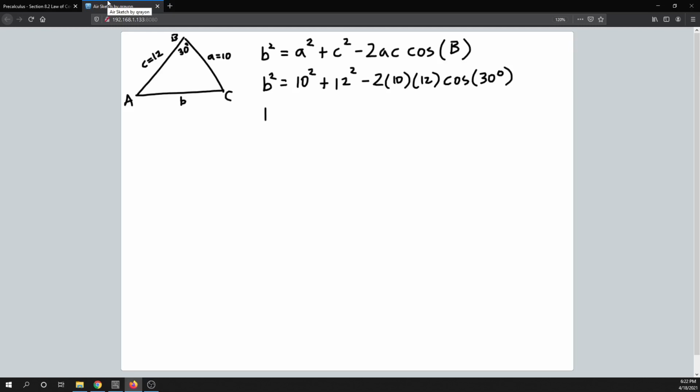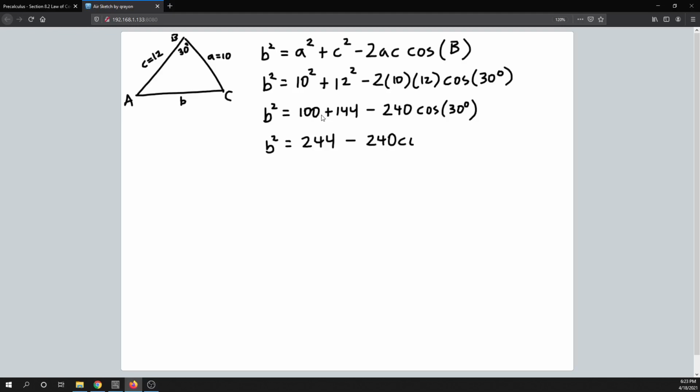All right, and you can simplify that down. It's 100 plus 144 minus 10 times 12 is 120, and 120 times 2 is 240. I can simplify it a little more by combining these two numbers: 100 plus 144 is 244, minus 240 times the cosine of 30 degrees.